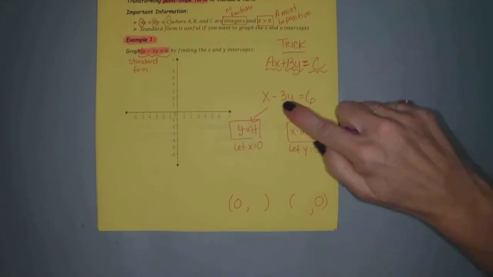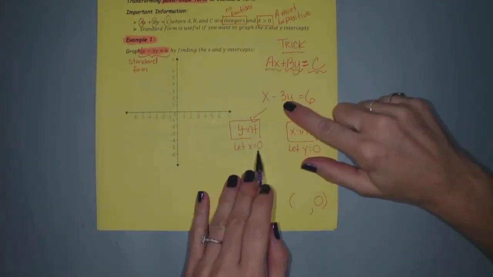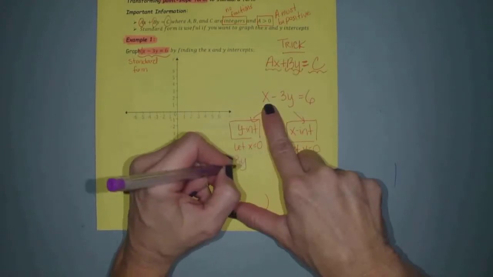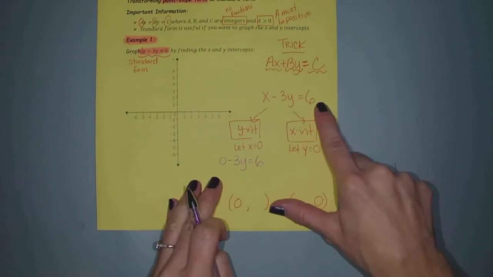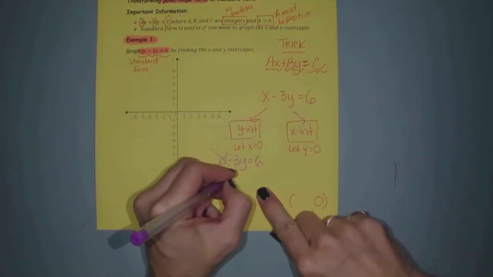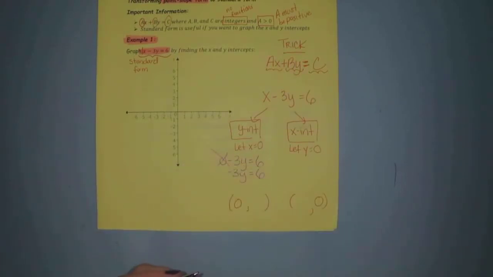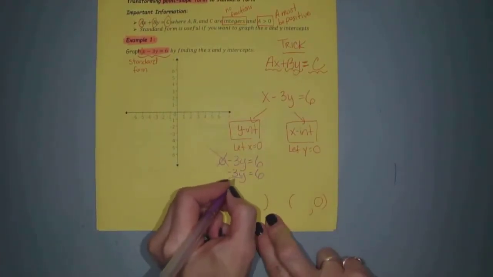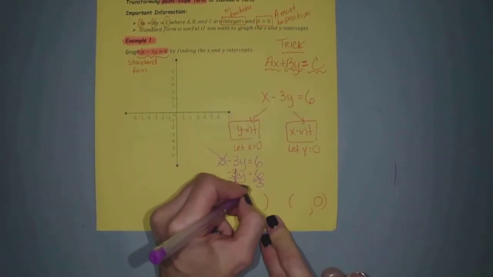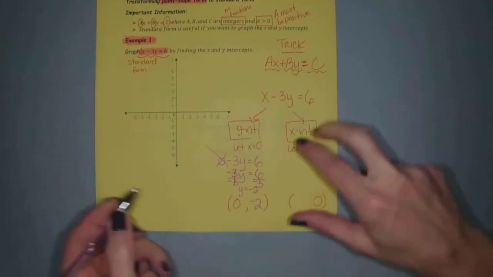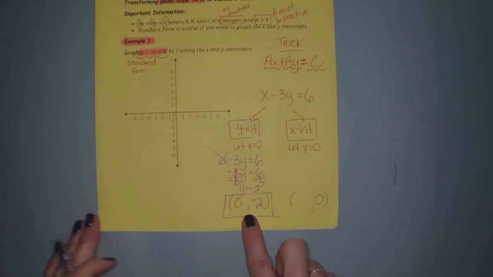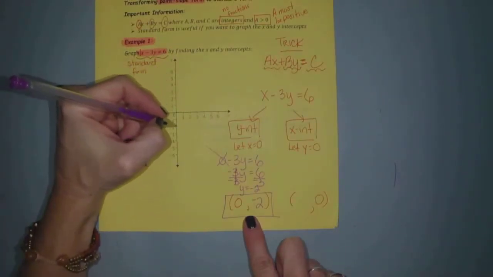So using our equation here, let's let x be 0. So if x is 0, we're going to have 0 minus 3y is equal to 6. And this just goes away. So we have negative 3y equals 6. And to solve for y, we divide both sides by negative 3. So y is equal to negative 2. So that's what slides there. 0, negative 2 is the y-intercept. So let's go ahead and plot that. 0, negative 2, right here.